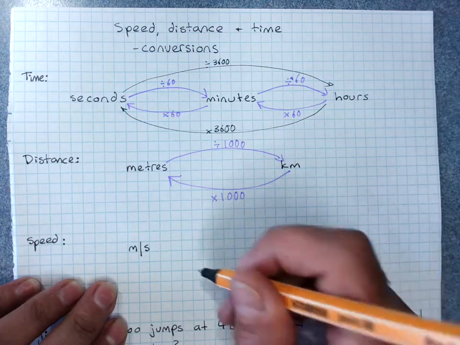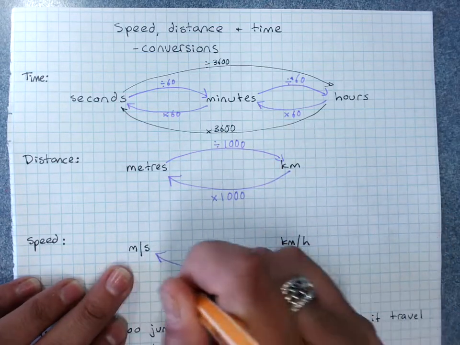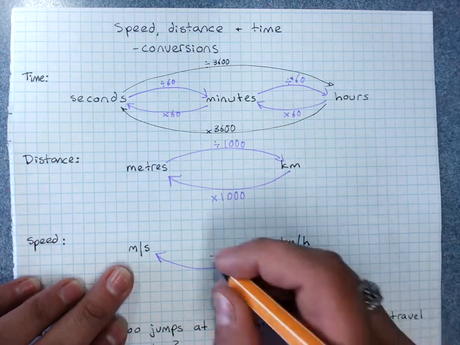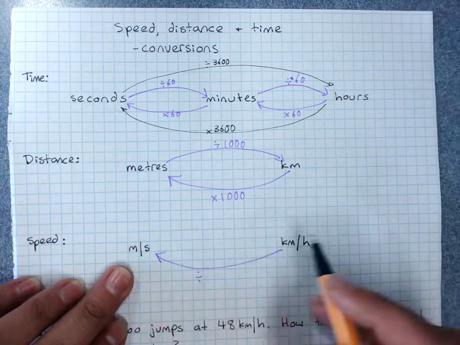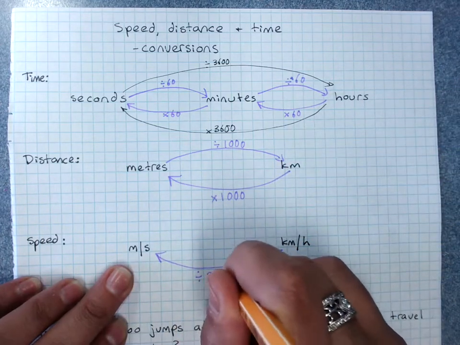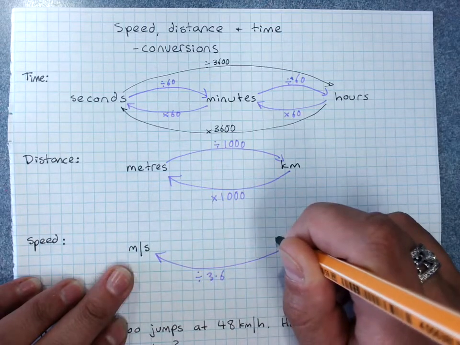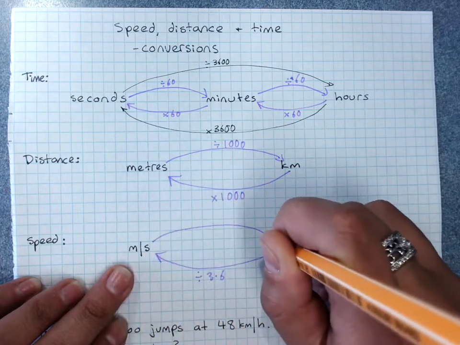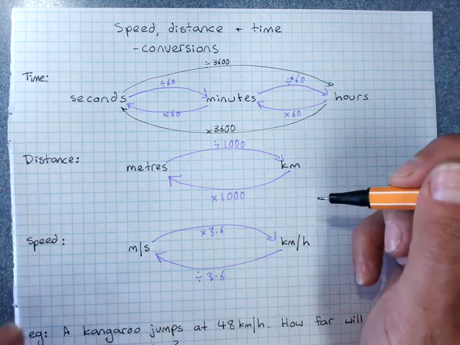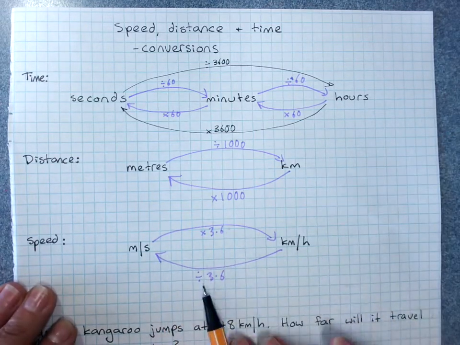but there is a shortcut. Kilometers per hour back to meters per second, divide by, I should have put them in the same order, I'm sorry. Divide by 3.6. Meters per second to kilometers per hour, do the opposite, times by 3.6. So if you need to convert speeds, we can use that one.